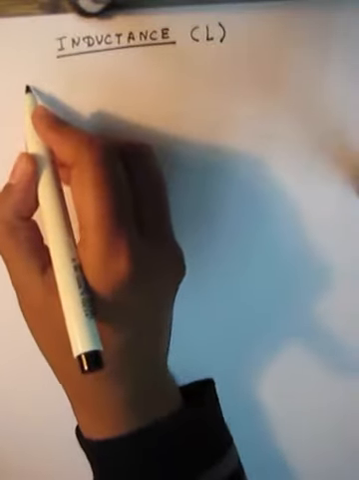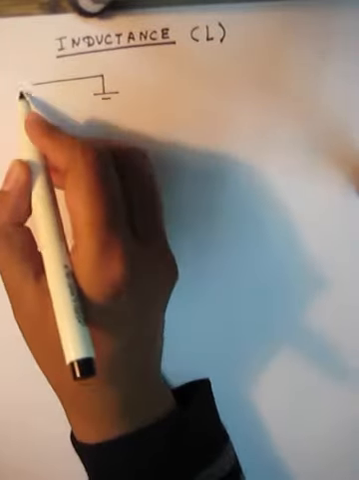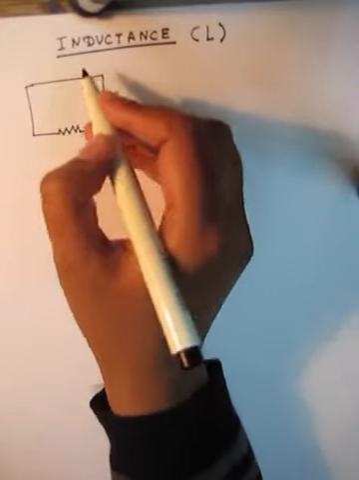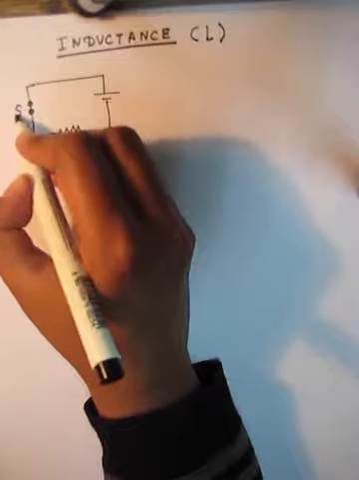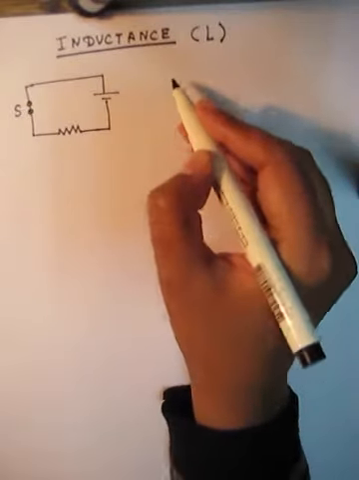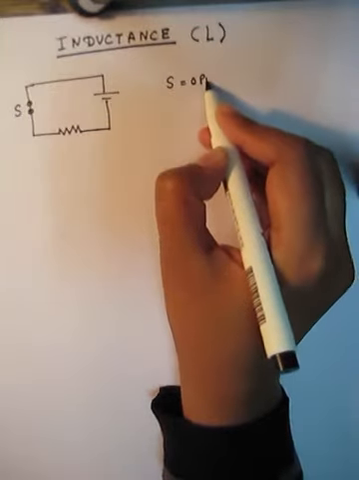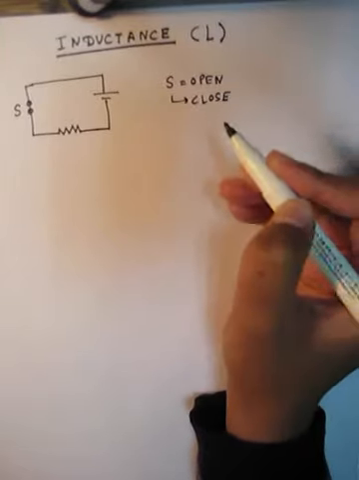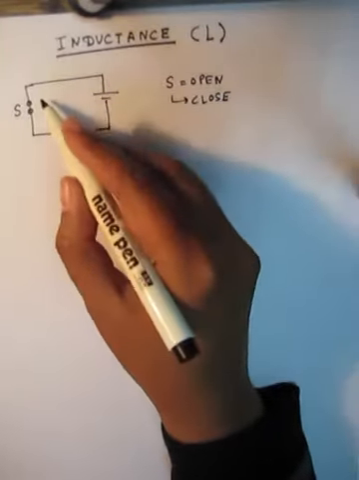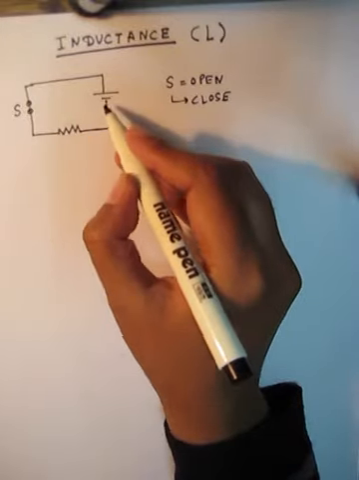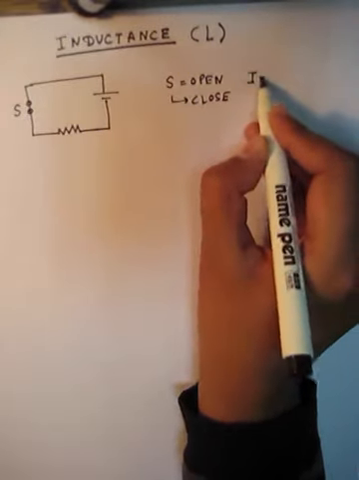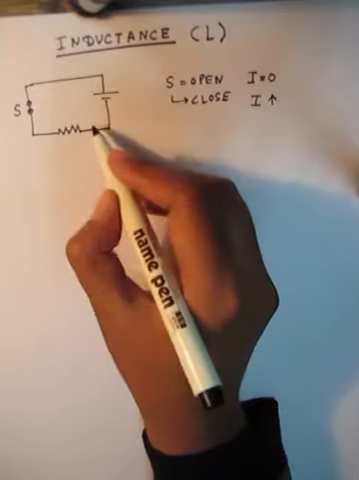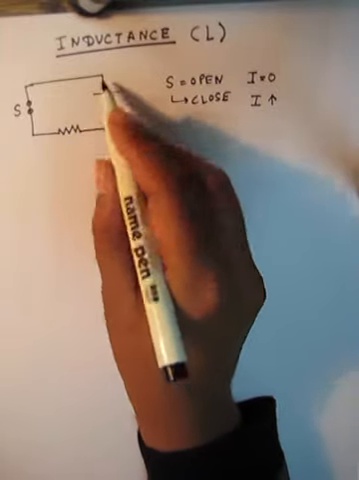Let us say there is a circuit which has a battery, a resistor, and a switch S. Initially the switch is open, and then you close it. As the switch closes, the current will start to flow through the circuit. Initially when the switch was open, the current was 0, but now the current will increase because it is a closed circuit with a battery and a resistor, so current can flow in this circuit.